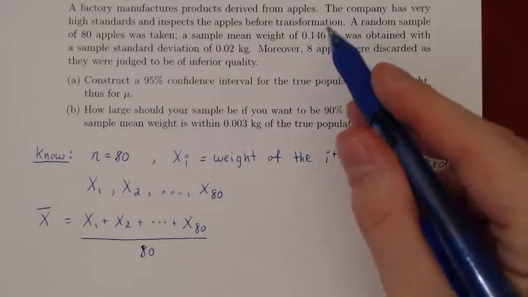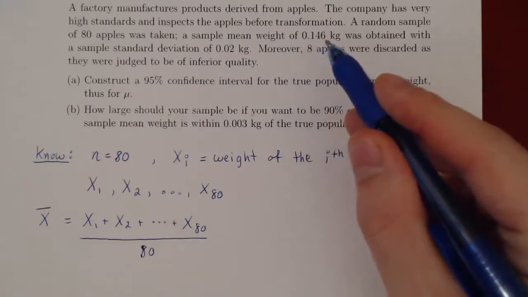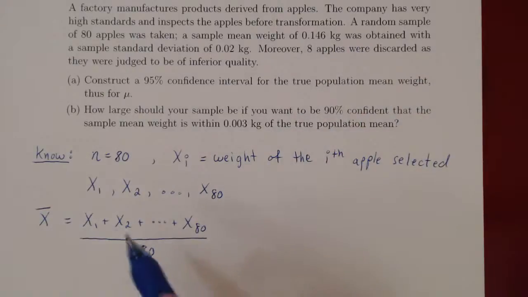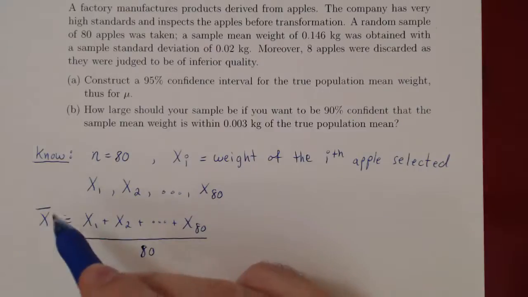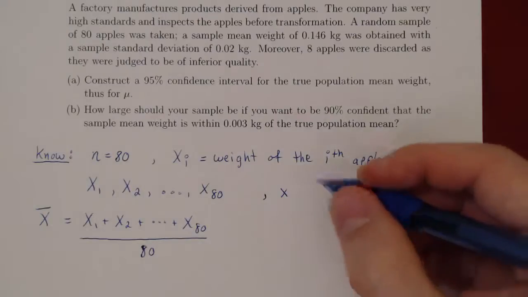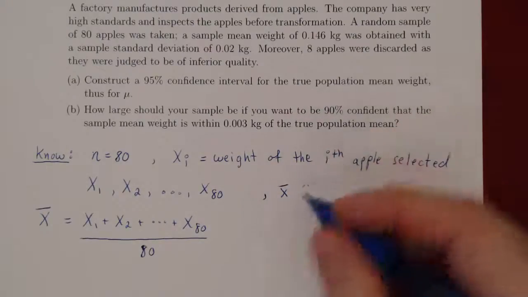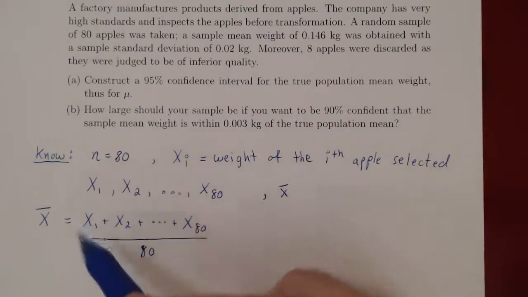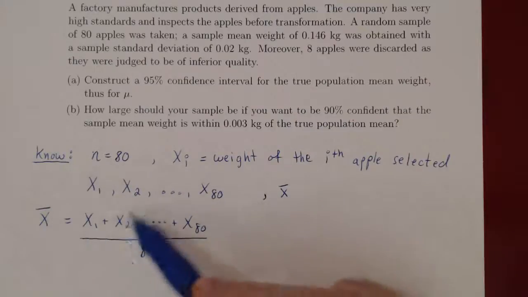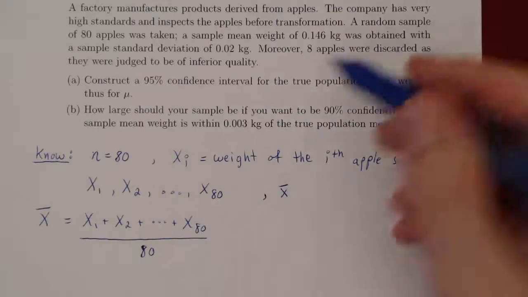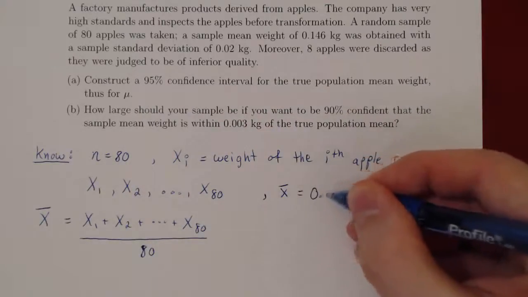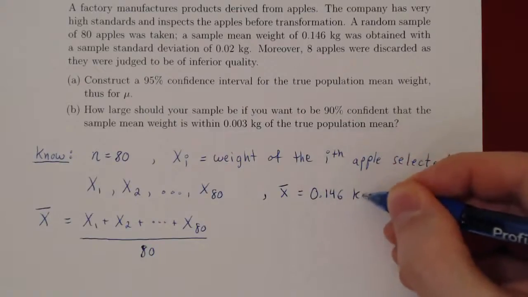And we have from our sample an average of 0.146 kilograms. Now here's where you have to be careful. This is now a random variable, and its value, we'll write lowercase x, x bar for the value. So what we have here is a random variable. We're saying if you are going to weigh 80 apples, here's how you would find the average weight. But here we have taken a sample of 80 apples, and we have obtained an average weight of 0.146 kilograms.